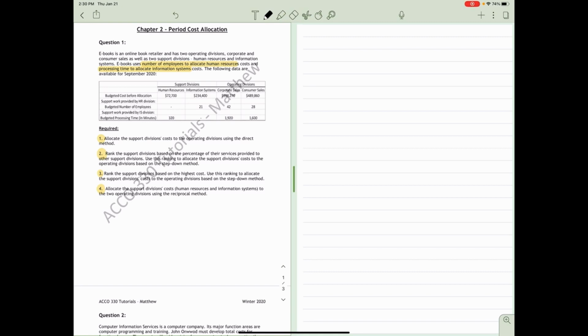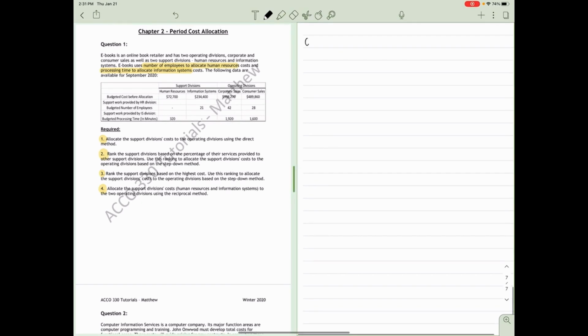All right, so when doing the reciprocal method, let's do Q1, requirement 4. Our step 1 is to build the equations. First off, we're going to build the equation for the HR department, so for human resources.